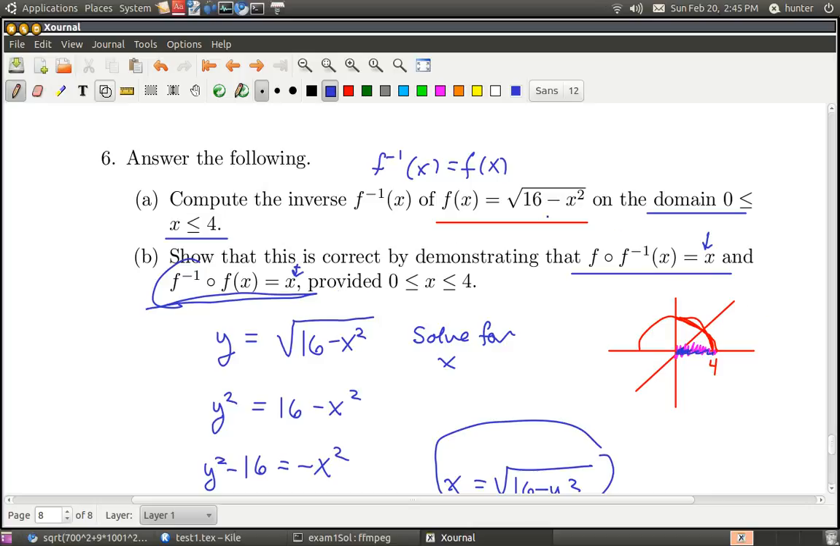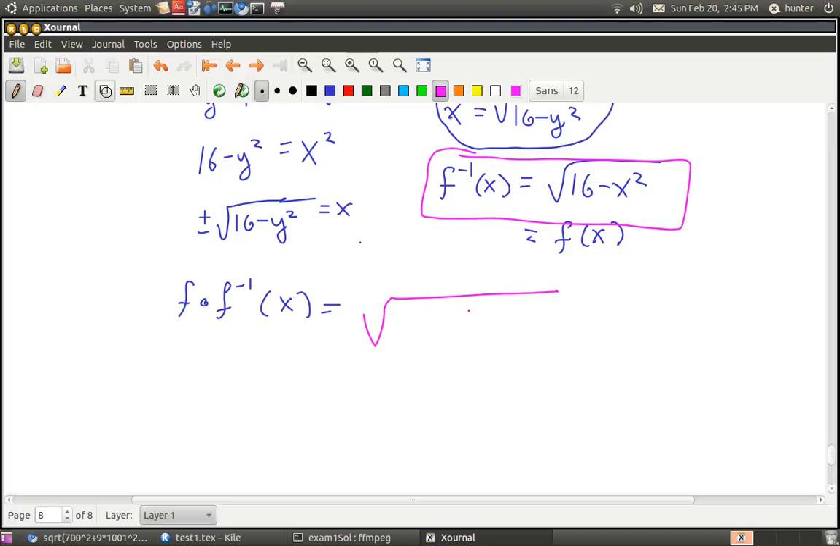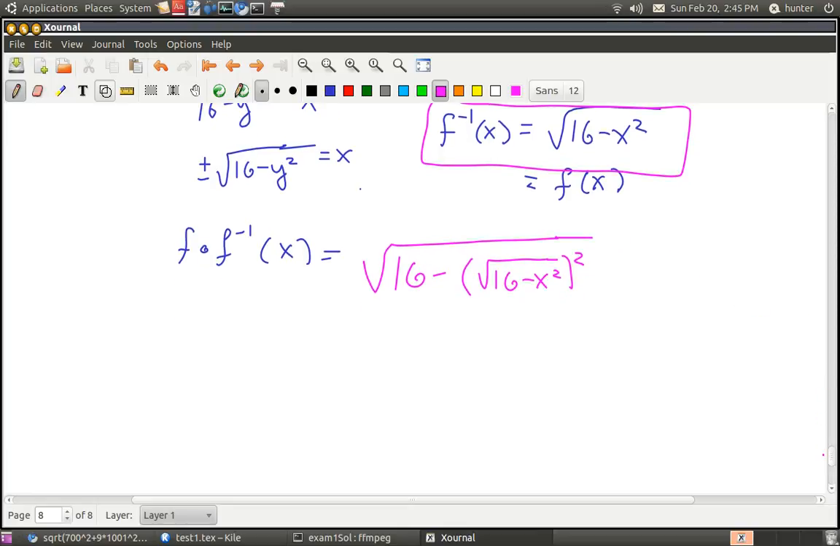So let's compose this thing with itself and show that it kills itself, that x comes out when we compose it with itself. Okay, so we want to do f composed with its inverse, the same thing as f composed with f. And so you can see here's the function which is f and its inverse. So let's compose those things. So that means I'm just going to stick the whole expression in for x itself. I've got the square root of 16 minus, now I've got the square root of 16 minus x squared, squared. Okay, right? That's what happens when I stick the whole expression in for x.